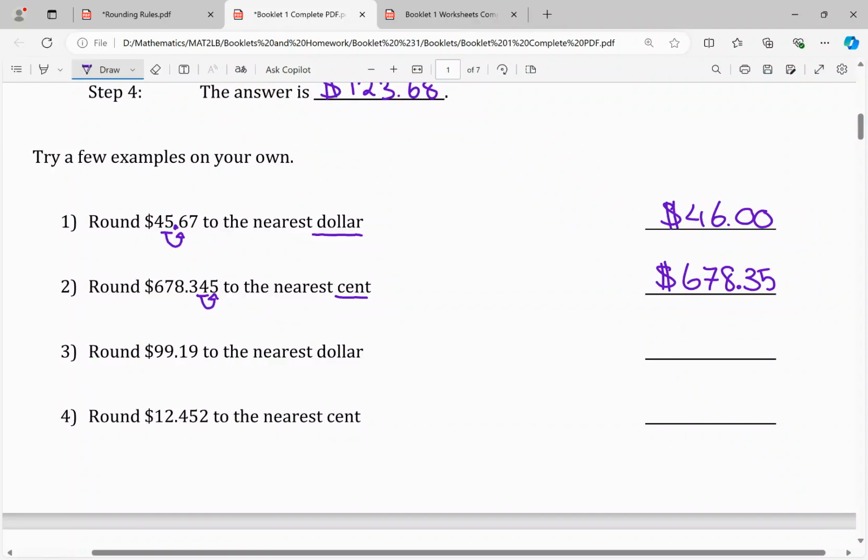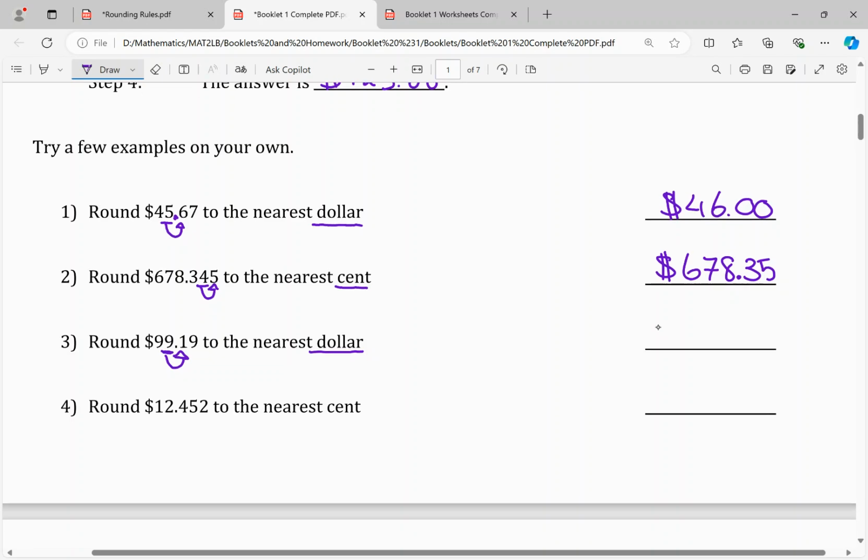Next question, round $99.19 to the nearest dollar. Nearest dollar means that I am rounding this 9 that I've underlined, the first one before the decimal. I look at the number after to tell me how to round. That number is 1. 1 tells me to round down, or in other words, stay the same. So the number that I'm rounding, that 9 before the decimal, is going to stay the same, giving me just $99.